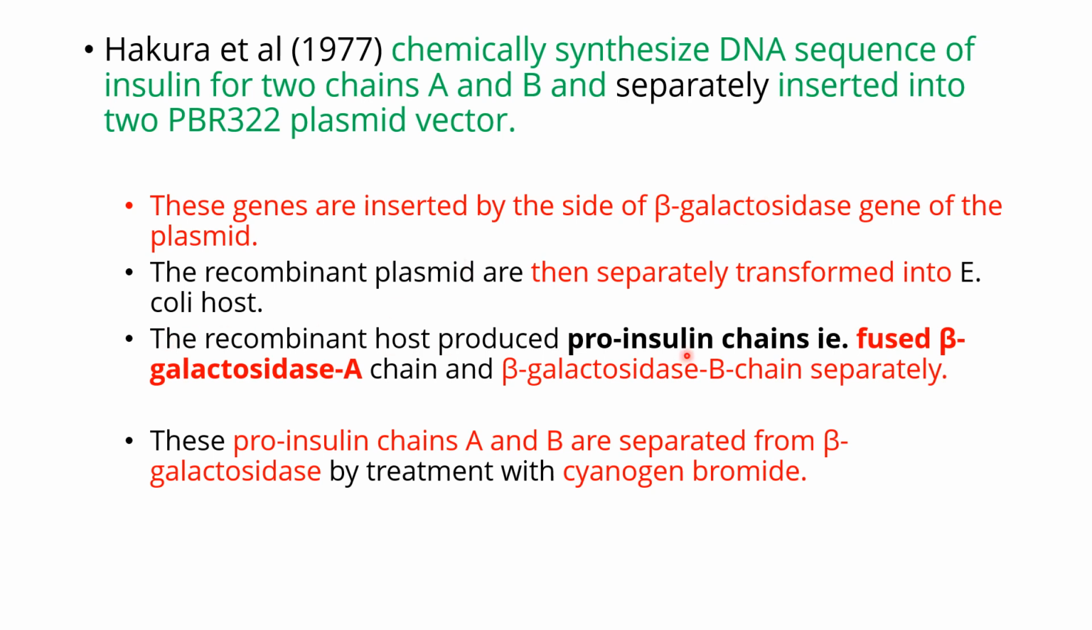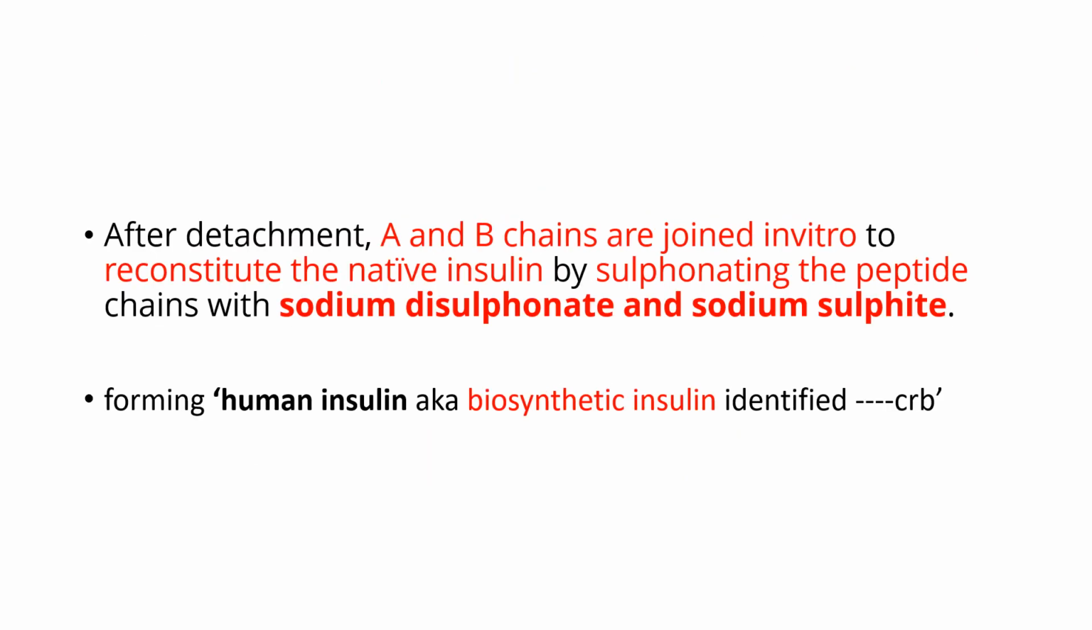After that, there's production of the pro-insulin chains. What do these pro-insulin chains contain? The product of this beta-galactosidase gene is fused with the product of the A and the B chain, so you have a fused beta-galactosidase A chain and a fused beta-galactosidase B chain separately. The pro-insulin chains A and B are separated from beta-galactosidase by treating them with cyanogen bromide. So let's see using a diagram. It's much easier to understand.